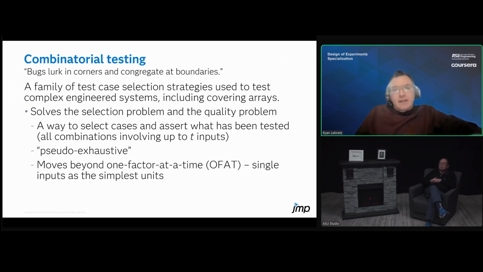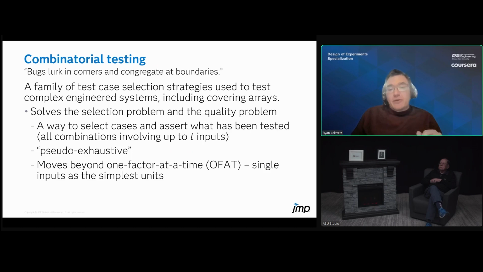And so combinatorial testing is a family of test case selection strategies used to test complex engineered systems. And so that includes covering arrays. Now, what's the nice thing about covering arrays? Well, that actually solves that selection problem and the quality problem. Right? These covering arrays are going to help me select the cases, and it helps me assert what's actually been tested. Right? And so in particular, now I can say, well, I've tested all combinations involving up to T inputs. And so sometimes in the literature, you'll actually hear this called pseudo-exhaustive. Right? So if you think of that idea with 1,000 inputs, I'm not going to be testing 2 to the 1,000 different possible combinations, which would be exhaustive.